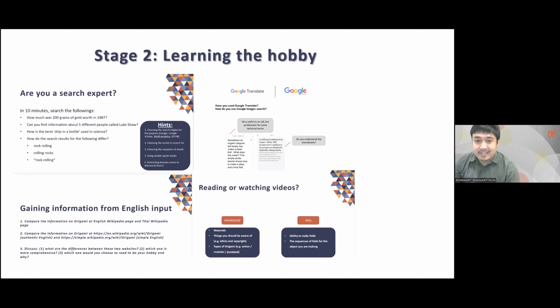The second one is: can you find information about 5 different people called Luke Shaw? This is the issue of using advanced search, like limiting domain names and restricting keywords.